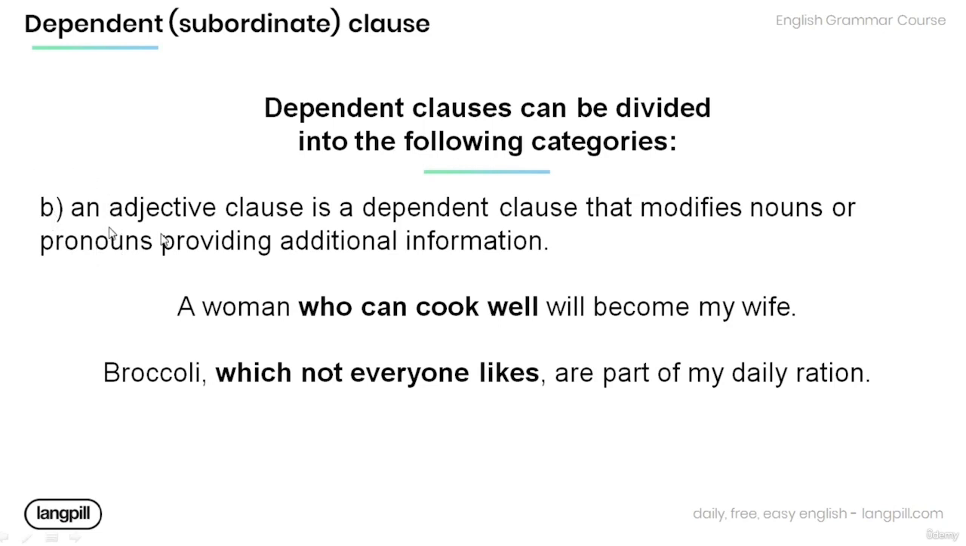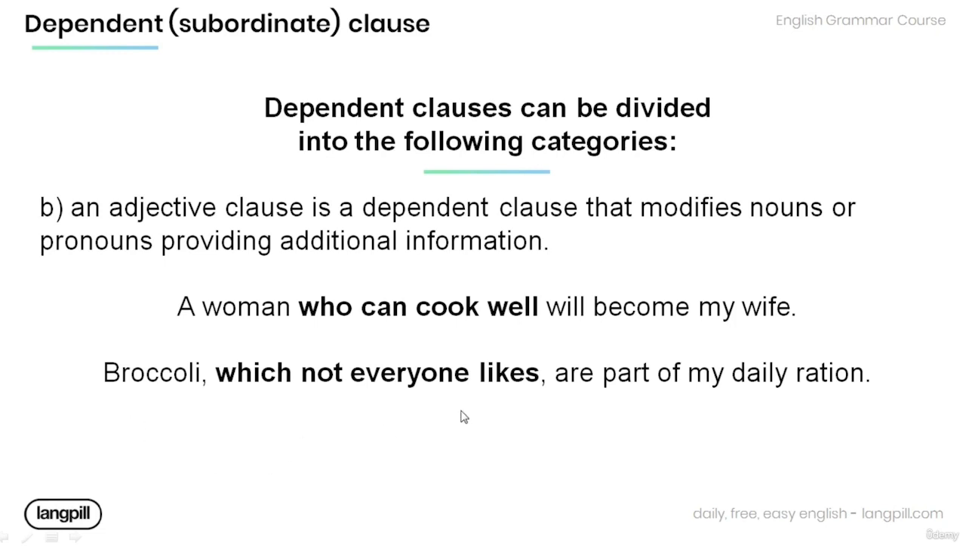B. An adjective clause. An adjective clause is a dependent clause that modifies nouns or pronouns, providing additional information. Have a look at the examples below. A woman who can cook well will become my wife. The adjective clause in the sentence, "who can cook well," modifies or gives us additional information about the noun "woman."